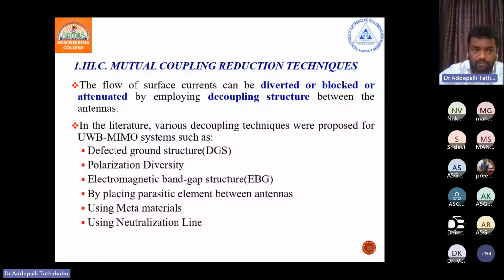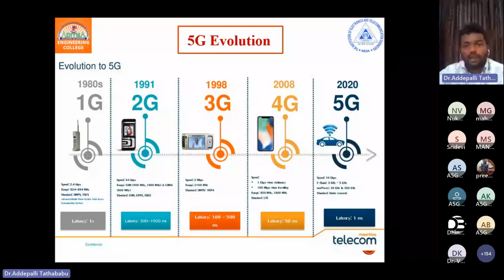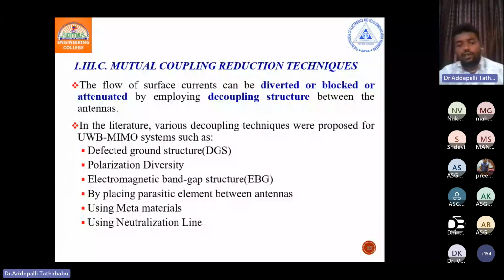Both terms are the same: increasing the isolation or decreasing the mutual coupling. That is the main limiting factor. The main limiting factor in MIMO systems is mutual coupling.